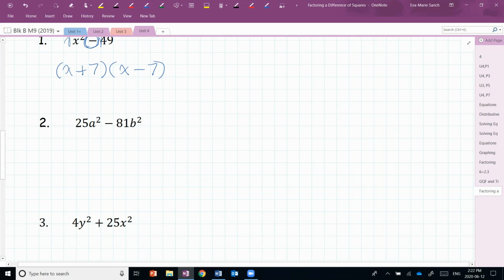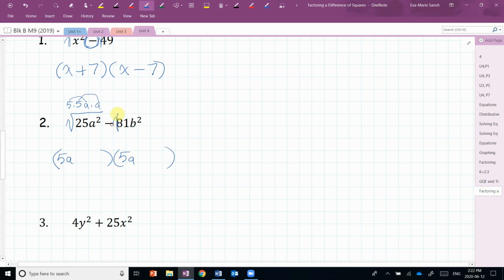Now, this one does look a little bit more complicated. Can we take the square root of the first term? Well, yeah, we can take the square root of the 25, it's 5 times 5, and we can take the square root of the a squared, that's a times a. So we have a 5a and a 5a. If we can do that, our first terms become 5a and 5a.